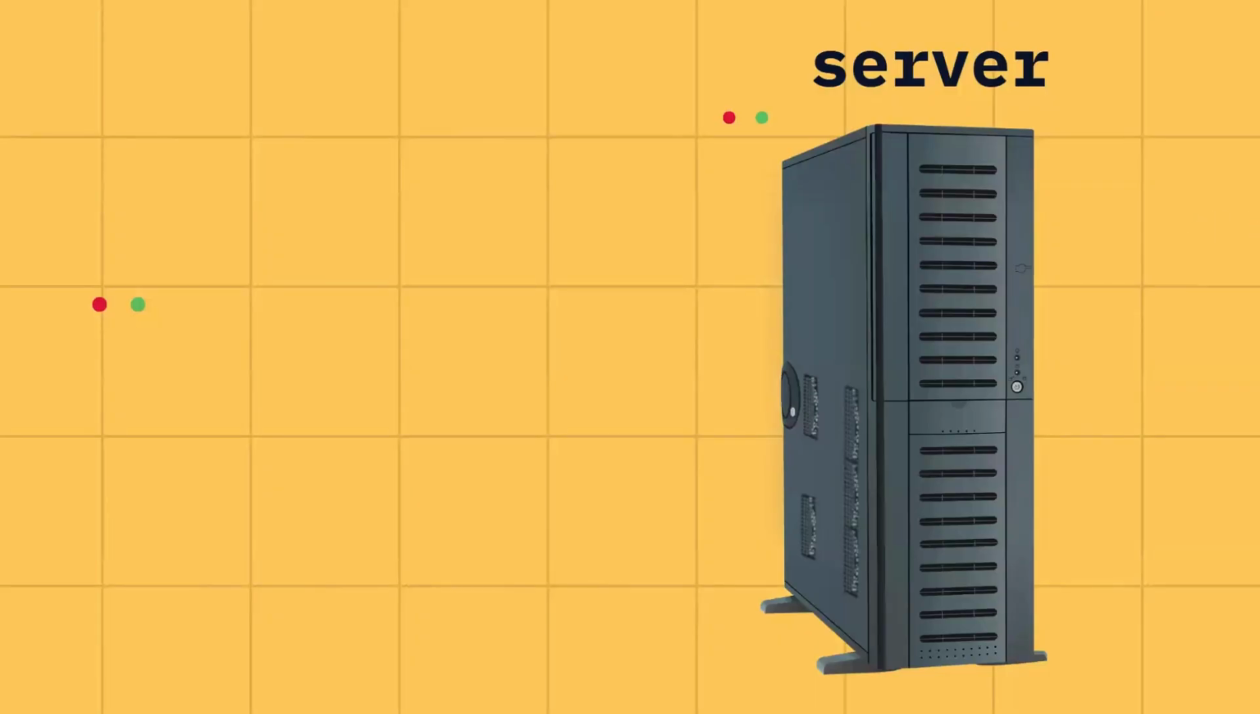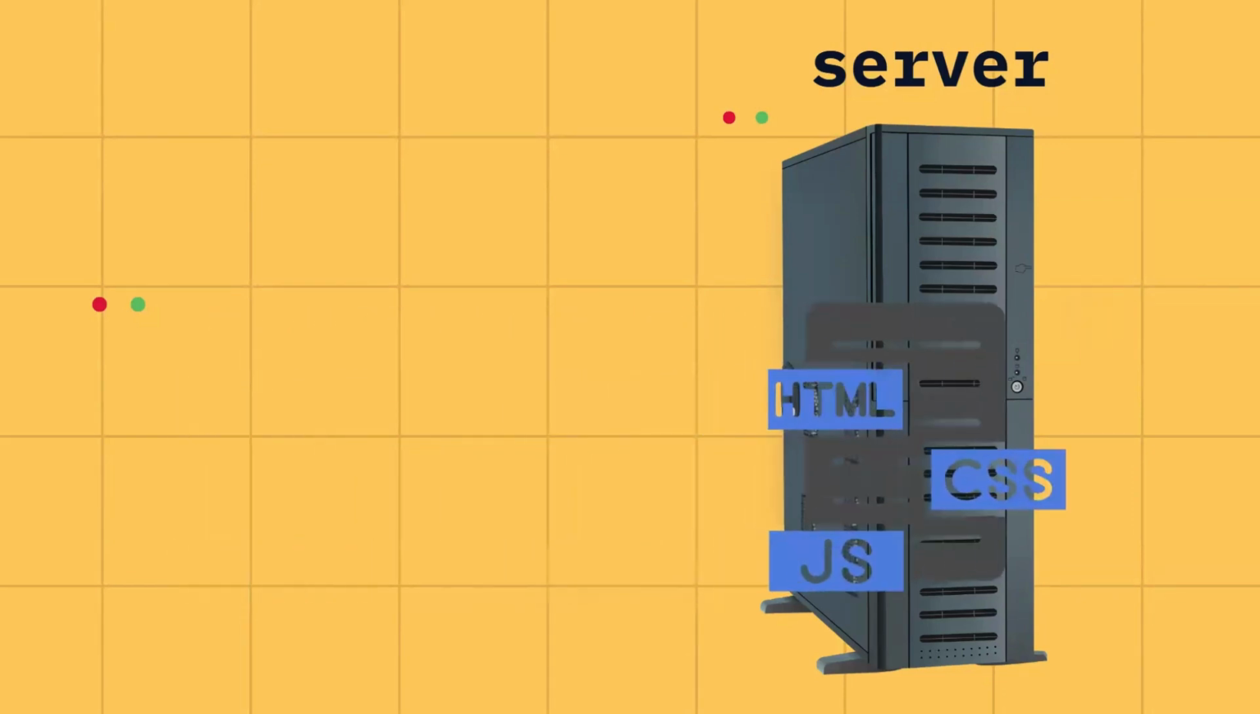A website needs a home, and that's where servers come in. A server is a computer that stores all the files needed to display a website. When you visit a website, you are actually requesting these files from a server somewhere in the world. What files do we need to display a website? We already know: HTML, CSS, and JavaScript, all stored in the server.